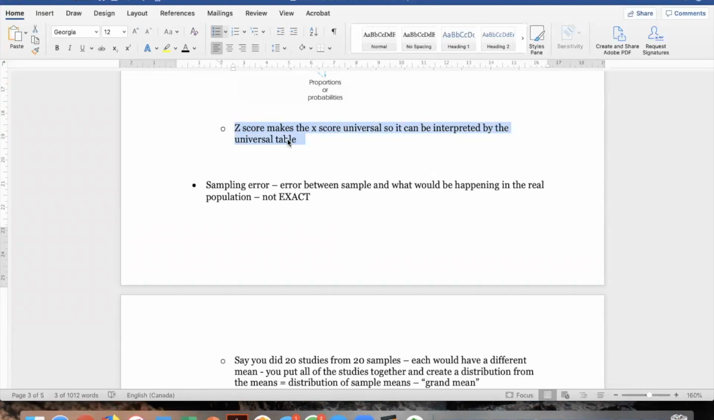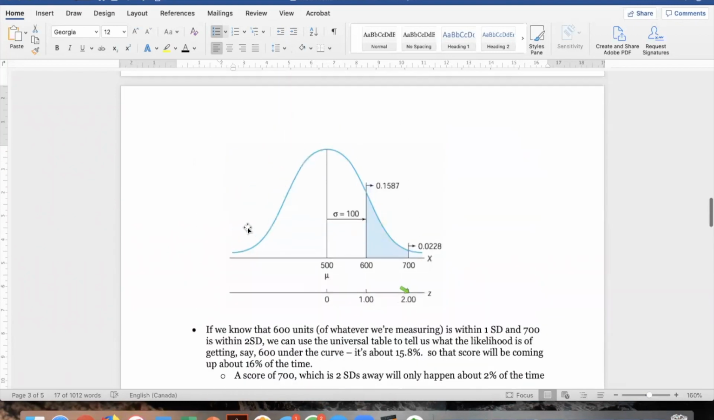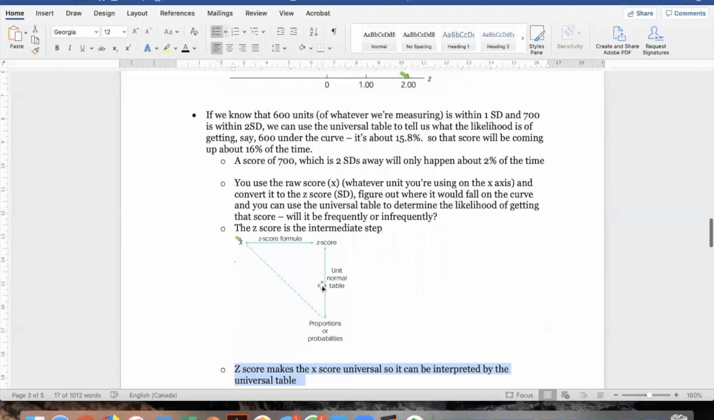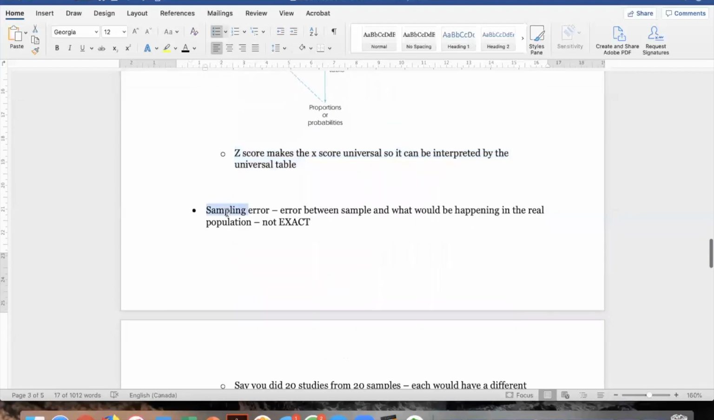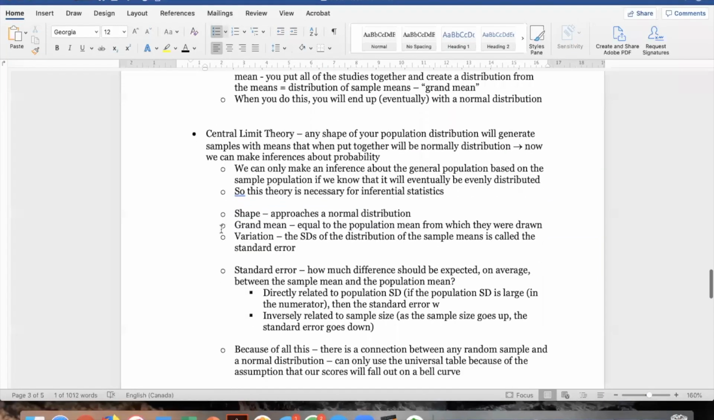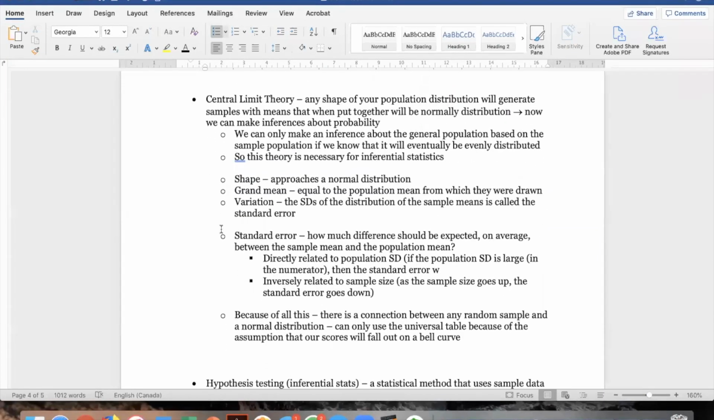So you would take each of those results and convert them into a z-score, which we don't need to know how to do, we won't have to do that. But that way you can then put them all onto this distribution chart and get your grand mean of means, okay? This actually, I think, is a typo because it should be standard error, which they're going to ask you about later. Okay, central limit theory.